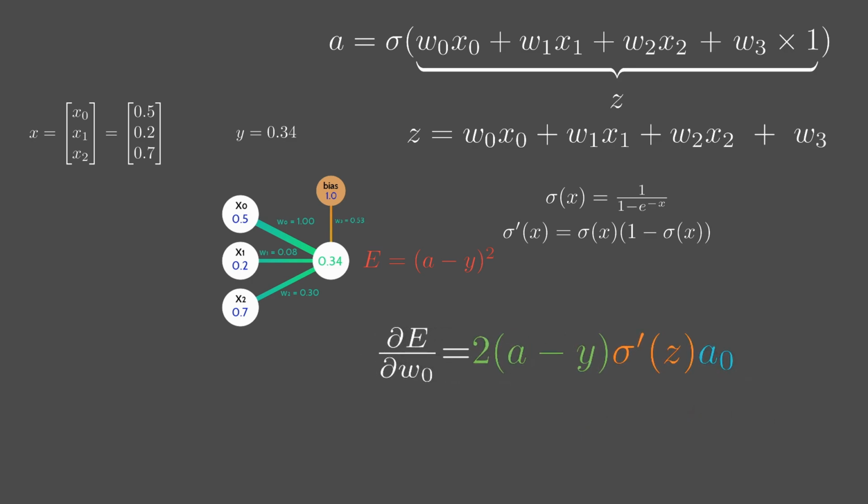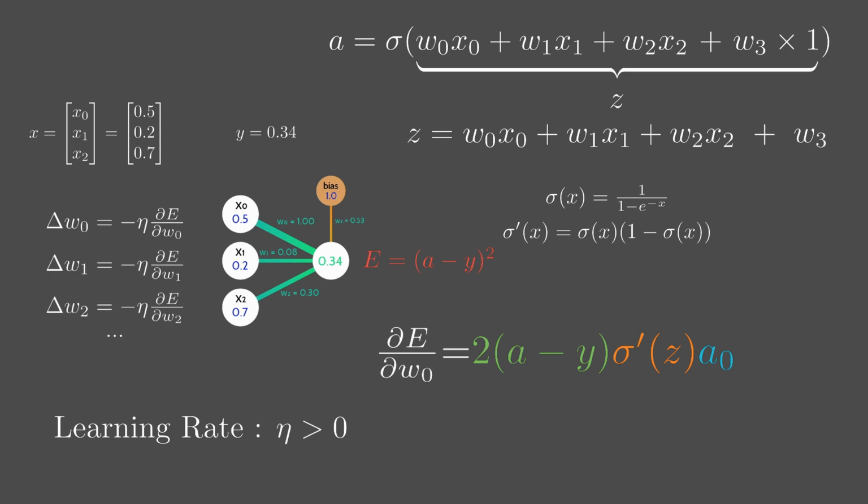I introduce the learning rate and finally W0 will be updated by adding delta W0 to it, with delta W0 being equal to minus eta times the partial derivative of E depending on W0. The minus sign is here to decrease W0 when E increases and vice versa, as I said before. We can do the same for each weight. And we already have our algorithm ready to run.